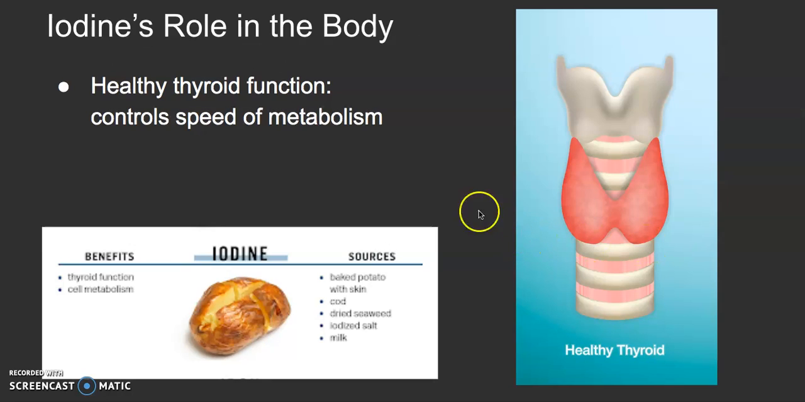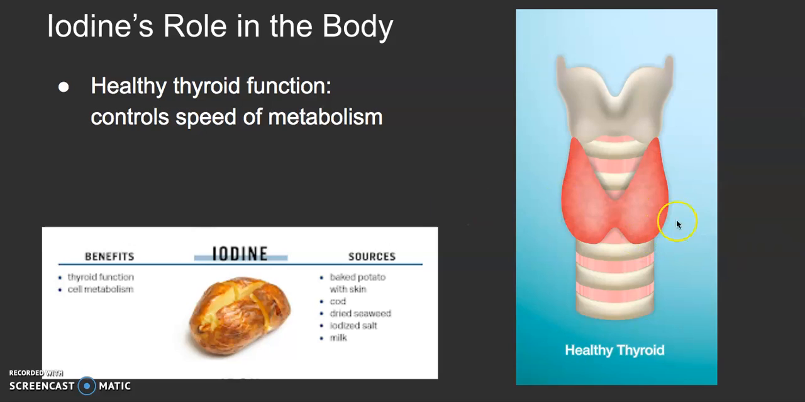Iodine's role in the body is to maintain healthy thyroid function, and the thyroid controls the speed of metabolism. That is how quickly you break down food, what of that food you keep on as fat or carbs in the body, and what you dispel, and how quickly your cellular functions run. So it's really a name for a lot of different things, but metabolism is really important. We talked about sugar metabolism in the context of diabetes.